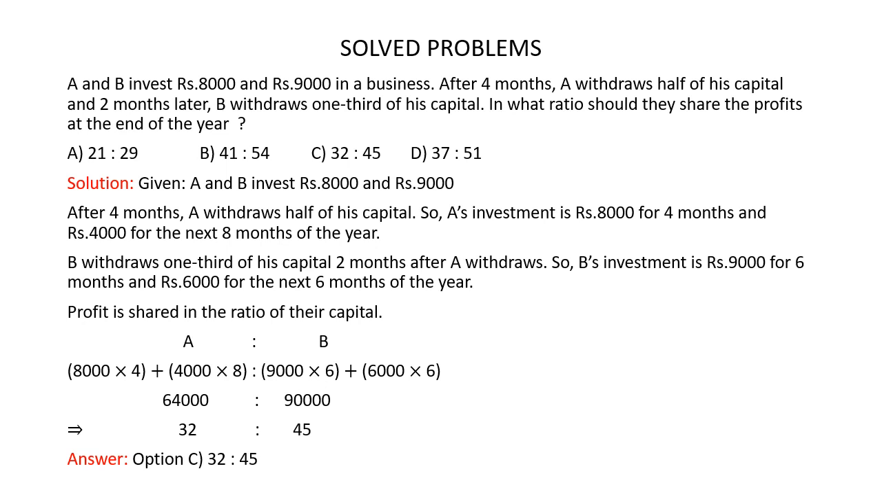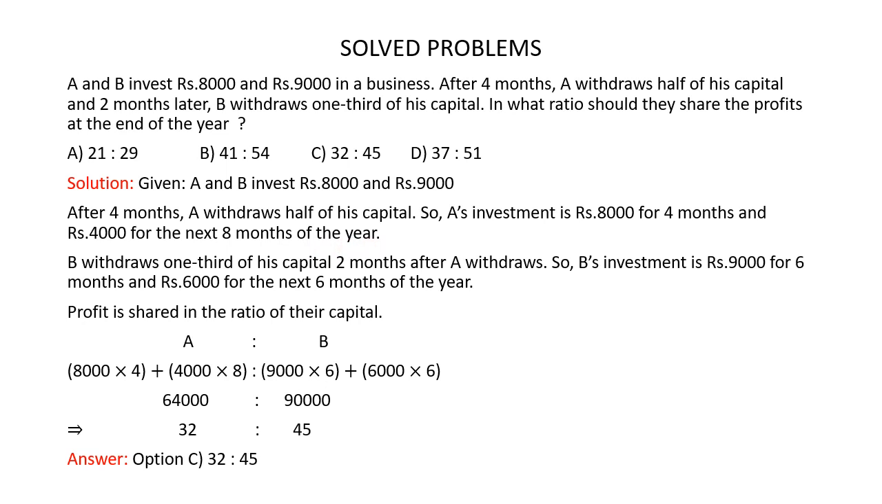Now it's given that A and B invest rupees 8,000 and rupees 9,000. After 4 months, A withdraws half of his capital. So half of 8,000 is 4,000 rupees. So he withdraws 4,000 rupees after 4 months, and the remaining amount is 4,000 rupees. Since the profits are shared at the end of the year, A's investment is 8,000 rupees for 4 months and 4,000 rupees for the next 8 months of the year.